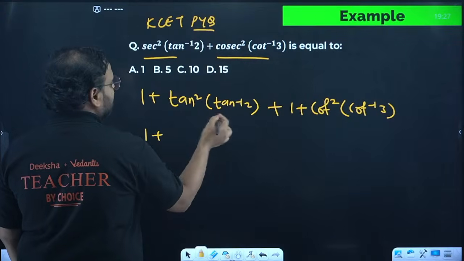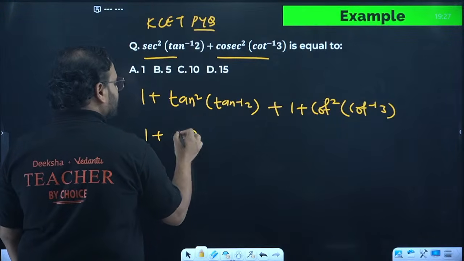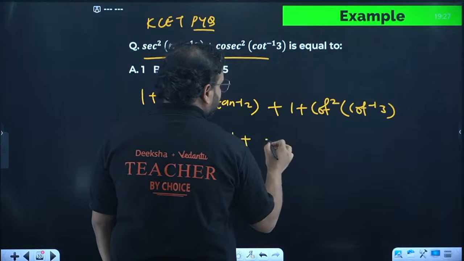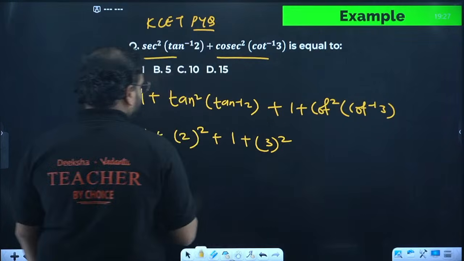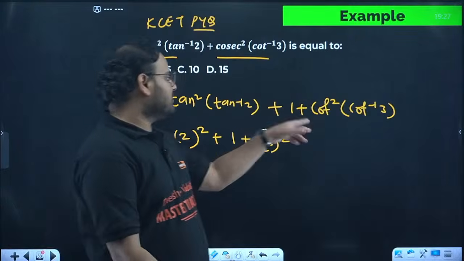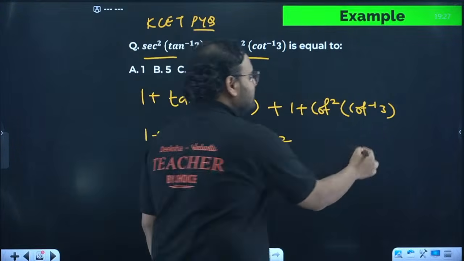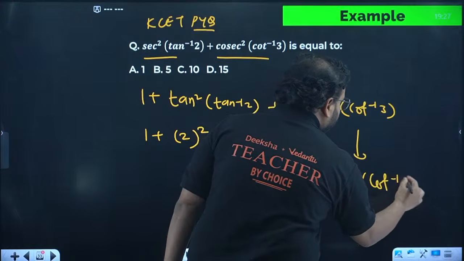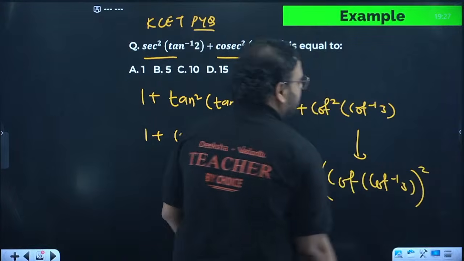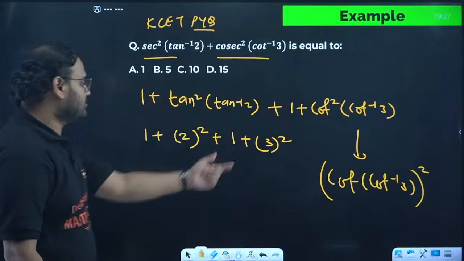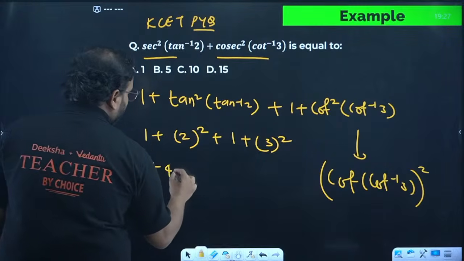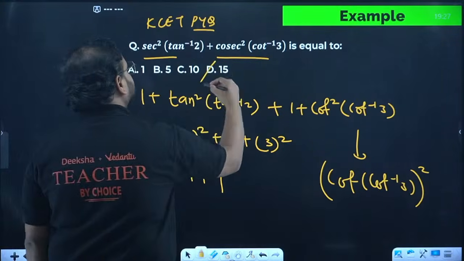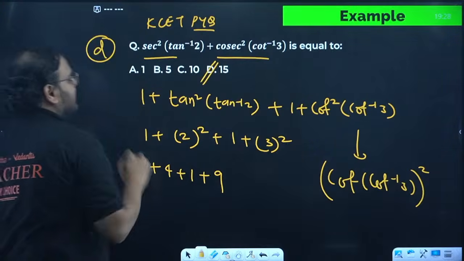1 plus tan of tan inverse becomes simply 2, and they have a square, so right here a square. Cot of cot inverse will come simply 3, and there's a square, so write square. Why are you able to do this? Because the square is on the cot, so I can write this as cot of cot inverse of 3, and then take the whole square. So this becomes 3, and your square is simply going to be this value. So 1 plus 4 plus 1 plus 9, 10 plus 5, so 15 is the answer. Option D. Let's see how many of you got it right.